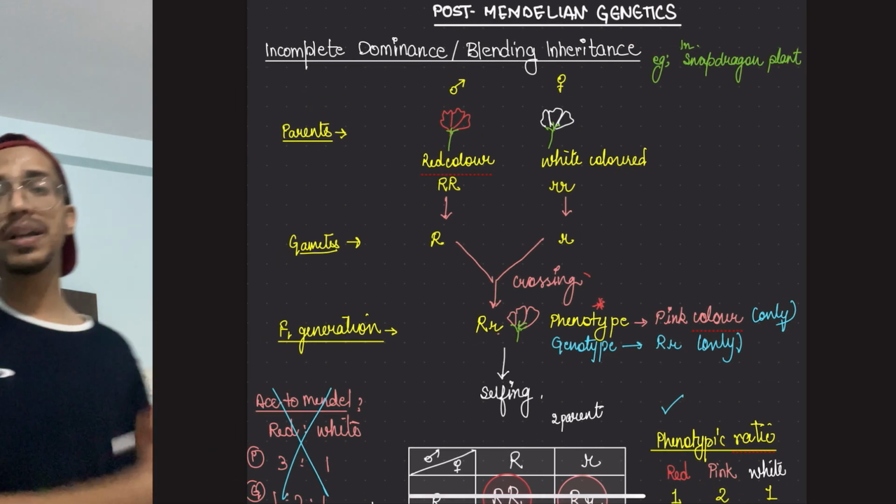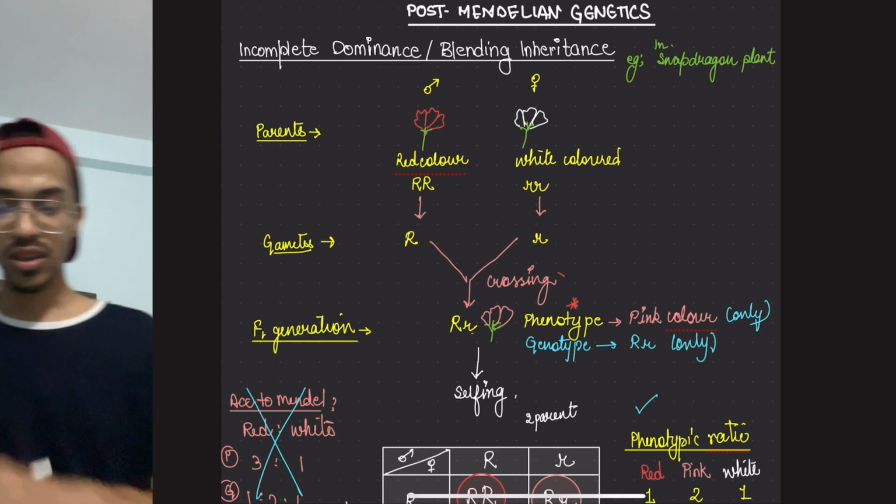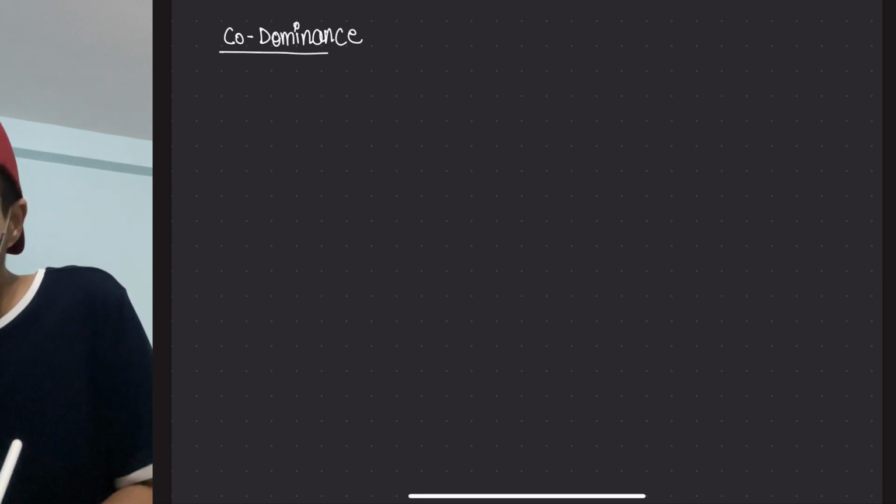Moving on, after incomplete dominance, the next one for today is codominance. The word itself speaks a lot. What is codominance? Codominance means together. Co means together, dominance means dominant effect. It means we are taking contrasting traits, but both are showing in the organism. What is this? Let's see that.